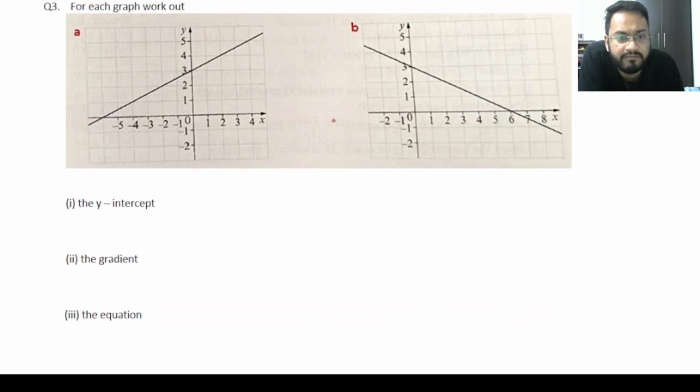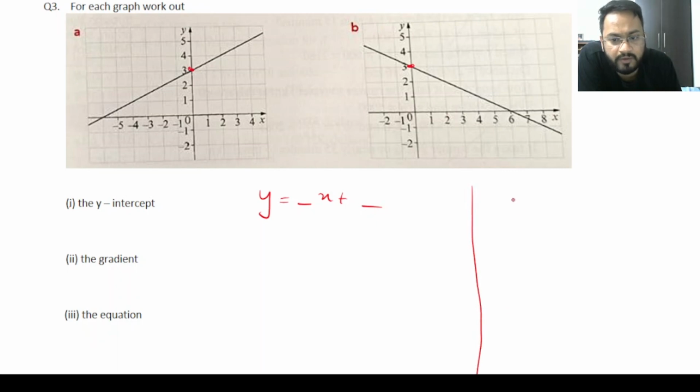Now for each of these graphs, work out the y-intercept, gradient and equation. So there are two equations we'll need to form. The y-intercept is very easy because they're cutting the y-axis at 3. So this is y, and this is also cutting at 3. So if I form both the equations, y equal to dash x plus dash, and another equation y is equals to dash x plus dash. I know that both the equations are passing through 3. So I can write y-intercept as 3.